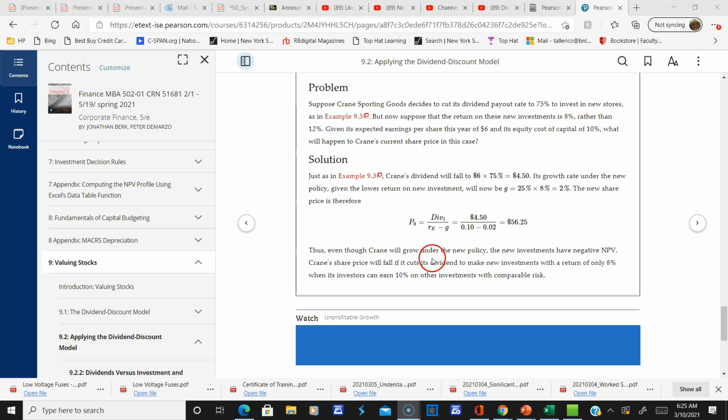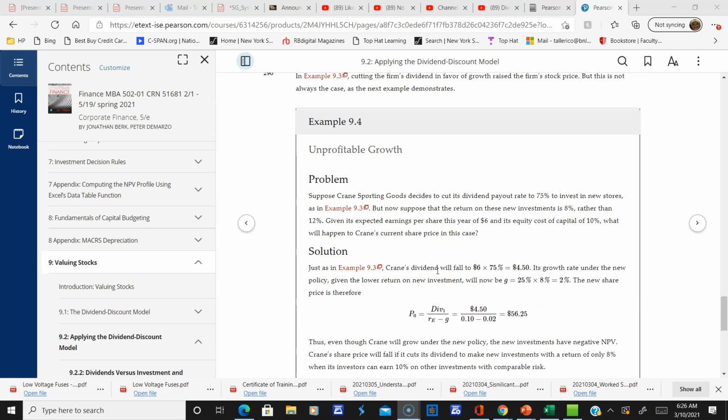Thus, even though Crane will grow under the new policy, the new investments have negative net present value, right? You can see there's negative net present value here, because the return is less than the cost of capital. Everyone sees that, right? An 8% return when its investors can earn 10% on other investments.